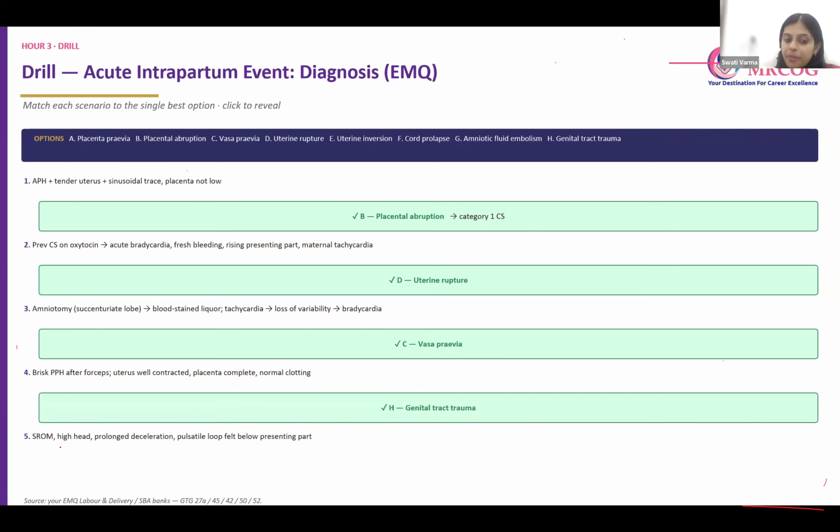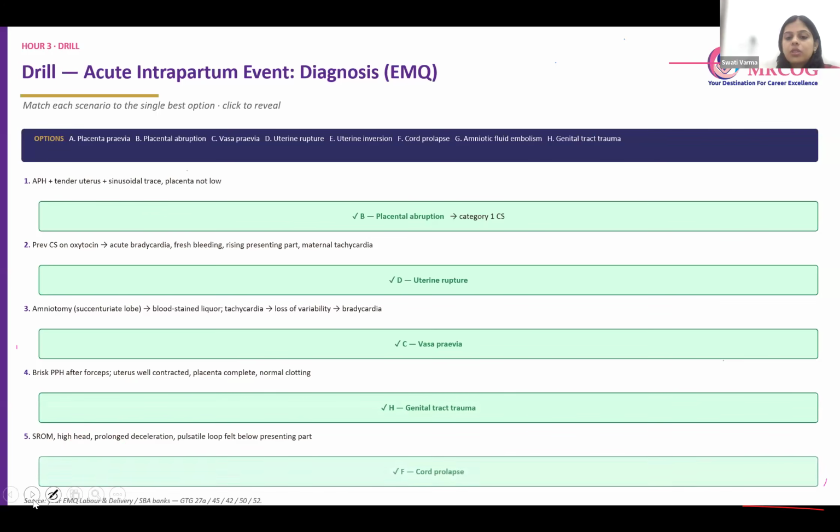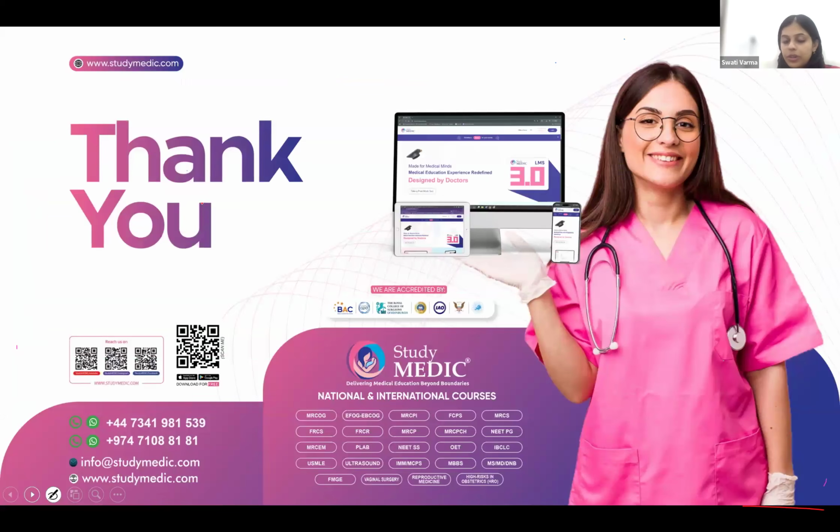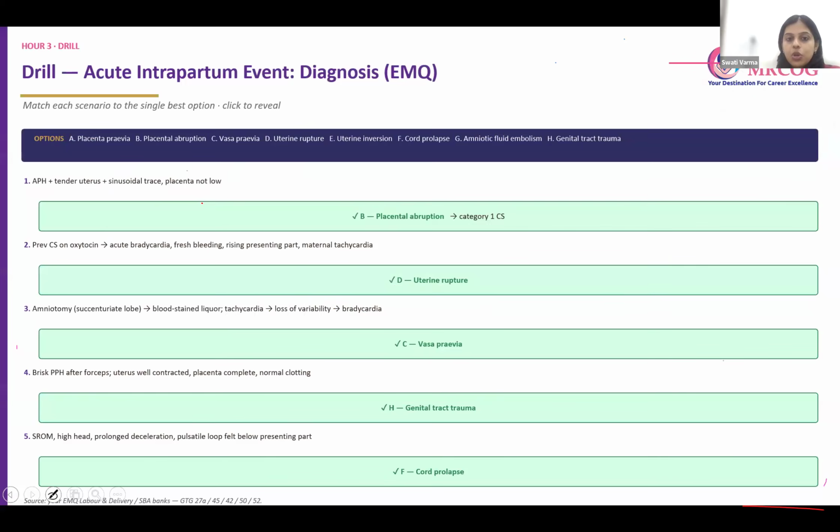Spontaneous rupture of membranes, high head, prolonged deceleration, pulsatile loop felt below the presenting part. Most probably takes us towards the diagnosis of cord prolapse. So this is regarding acute intrapartum events.